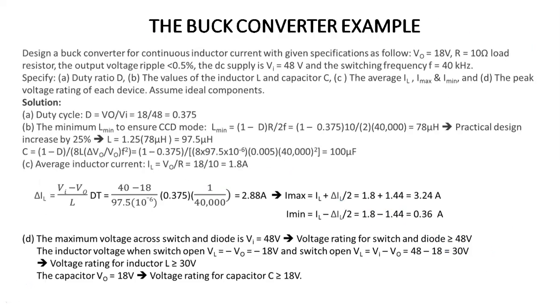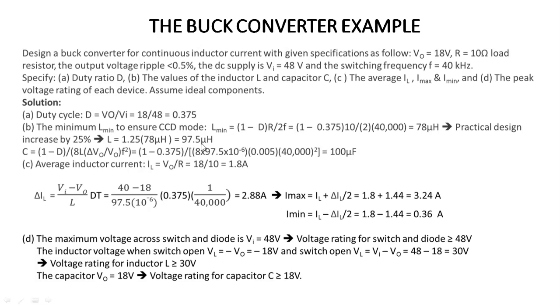So here, they have given us the minimum L. It means we are supposed to find that L minimum to ensure continuous conduction mode. At that time, we have the formula for inductor, that is (1 minus D)R upon 2F. All values we have. D we have just derived, R and F they have given. So we can put these values, and we will get the value for that inductor.